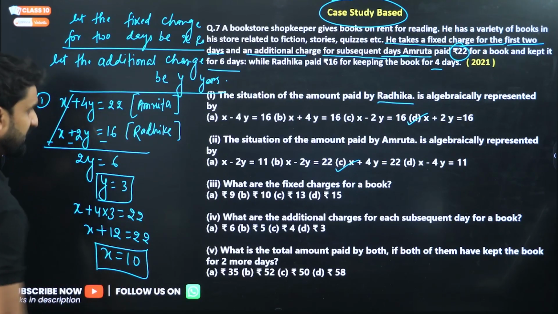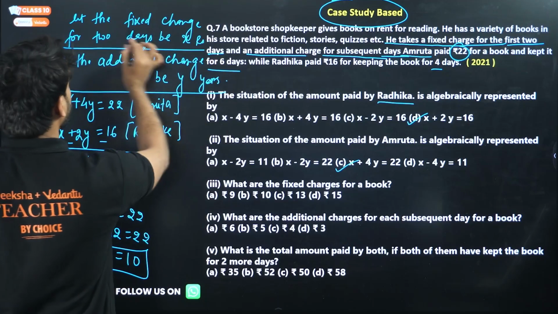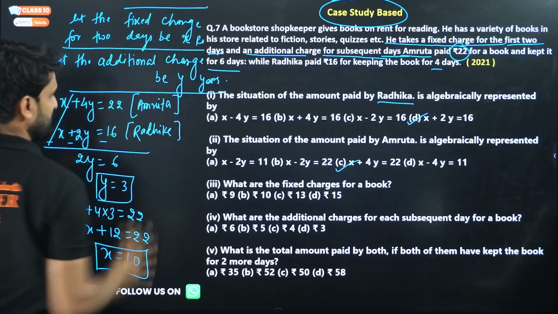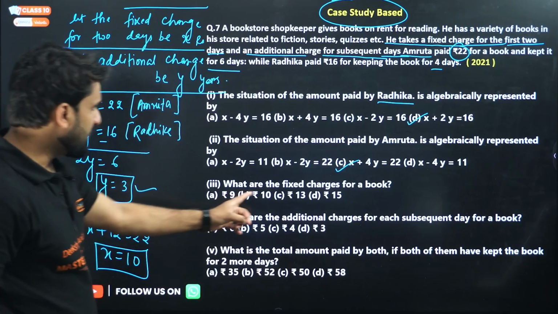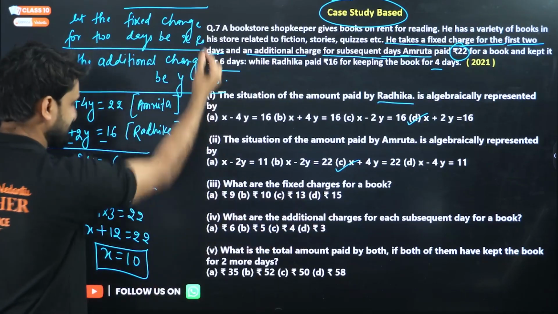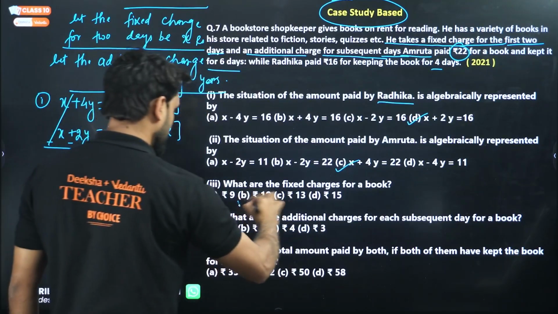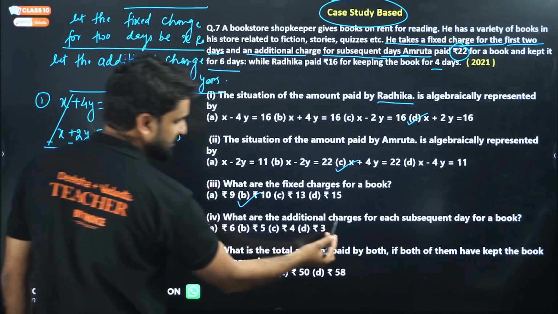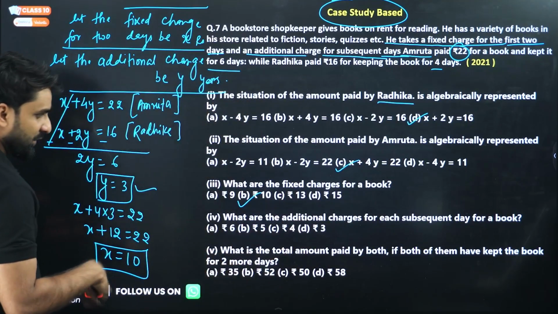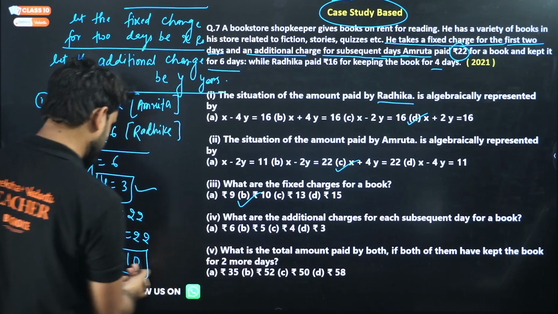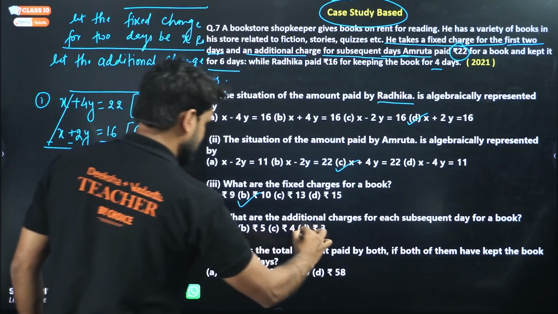x is 10, right? And x is the fixed charge, and the additional charge is y, and y is 3. So what are the fixed charges? Fixed charge is x. We have to find x, which equals 10. This is the answer. What is the additional charge for each subsequent day for a week? This is 3. So this is the answer, right?